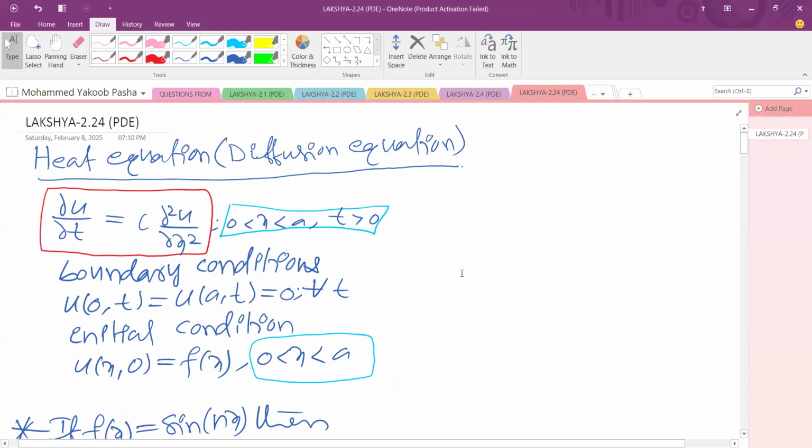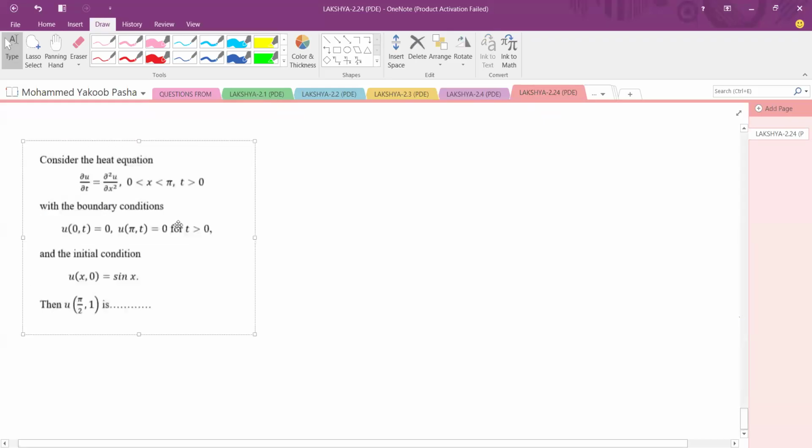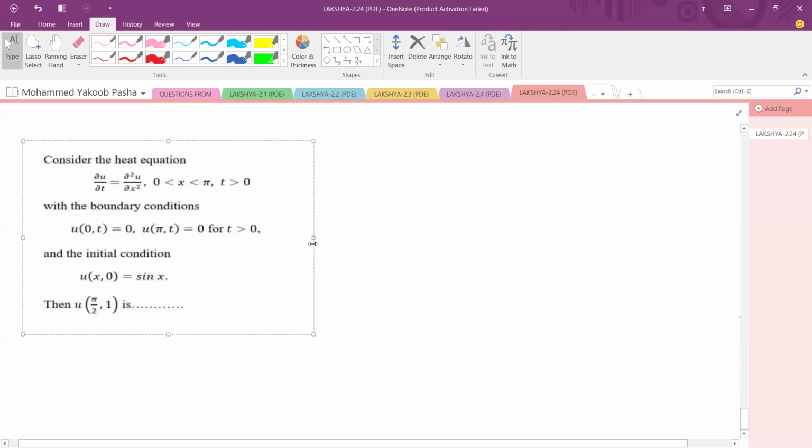This is my problem number 7. I am pasting it here. Consider the heat equation, ∂u/∂t = ∂²u/∂x², 0 < x < π and t > 0, with the boundary conditions u(0,t) = 0 and u(π,t) = 0 for t > 0, and the initial condition u(x,0) = sin x.